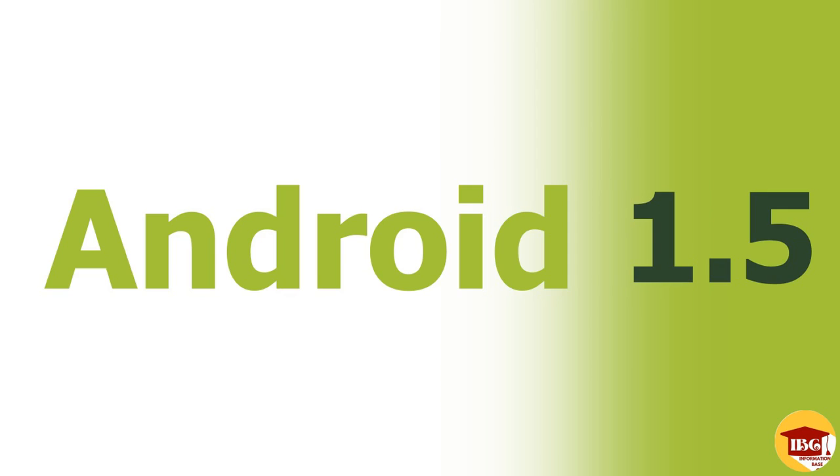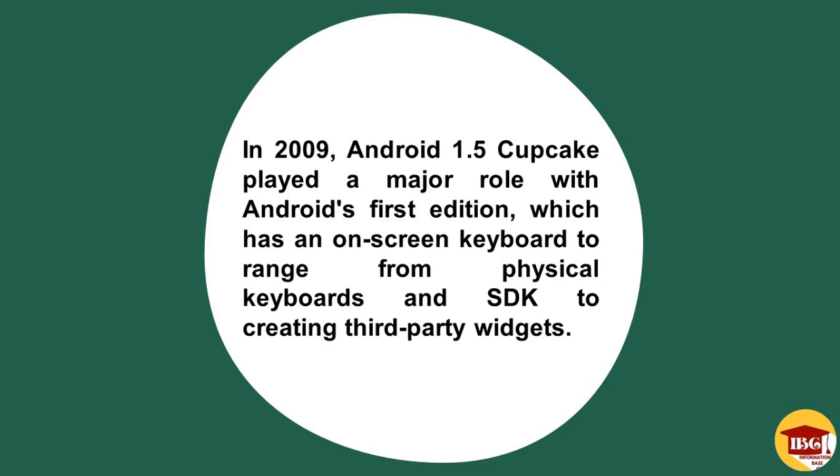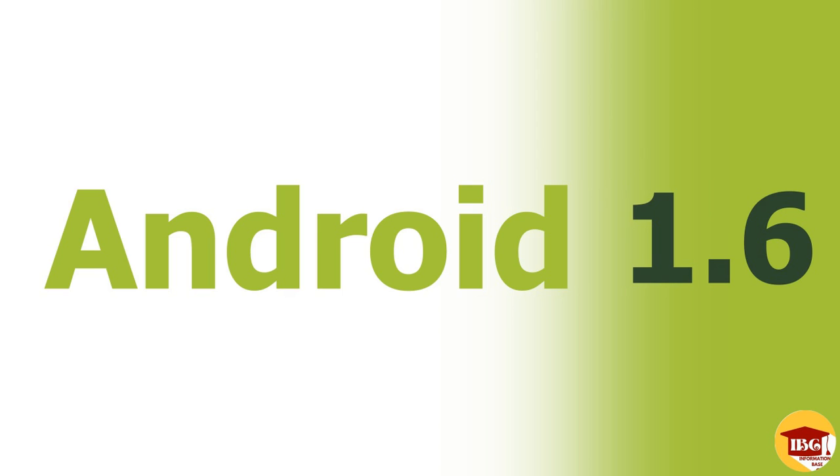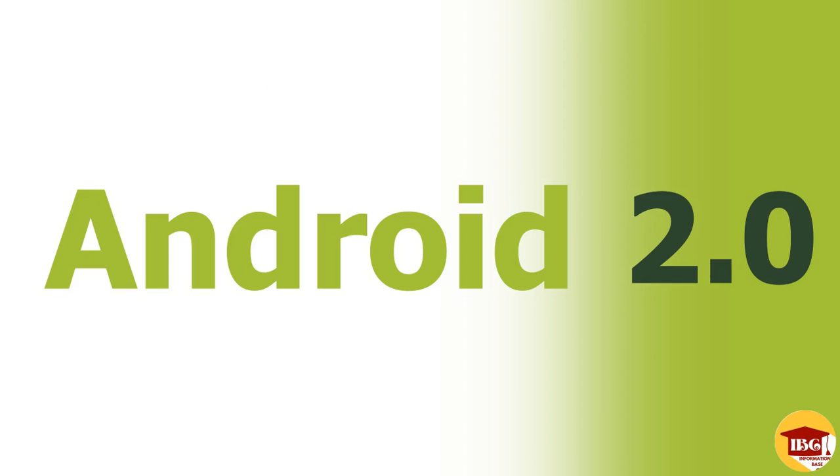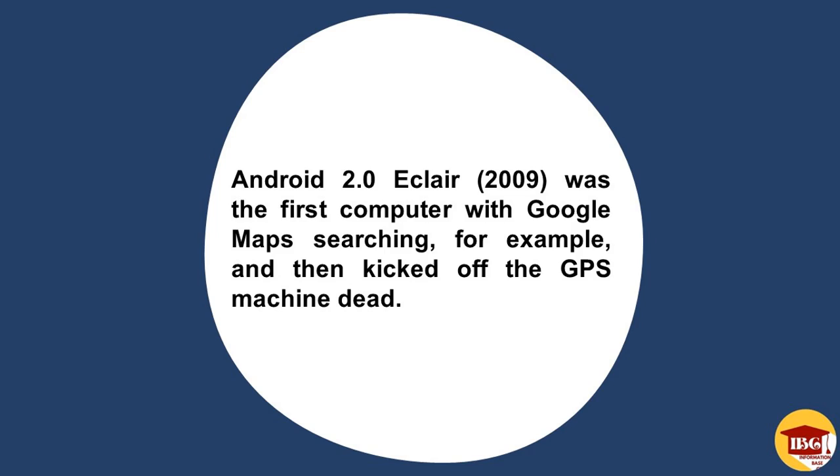In 2009, Android 1.5 Cupcake played a major role with Android's first edition, which has an on-screen keyboard to range from physical keyboards, and an SDK for creating third-party widgets. Android 1.6 Donut in 2009 gave users a pretty significant upgrade, which is even larger than the improvement in the previous version. Android 2.0 Eclair in 2009 was the first to have Google Maps searching, for example, and then kicked off the GPS machine.